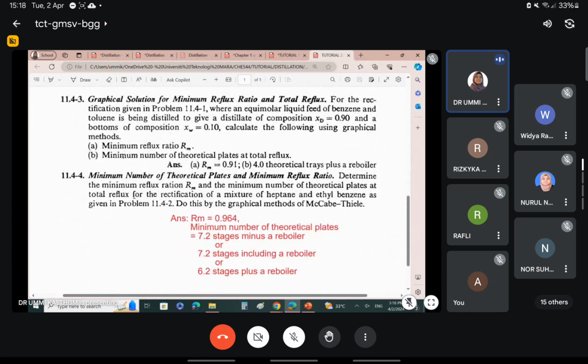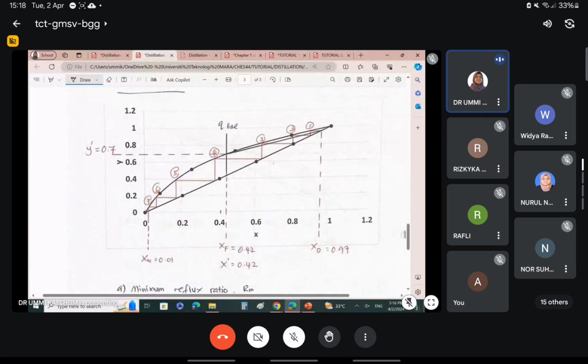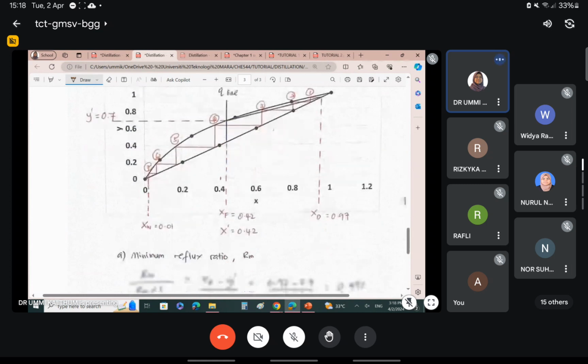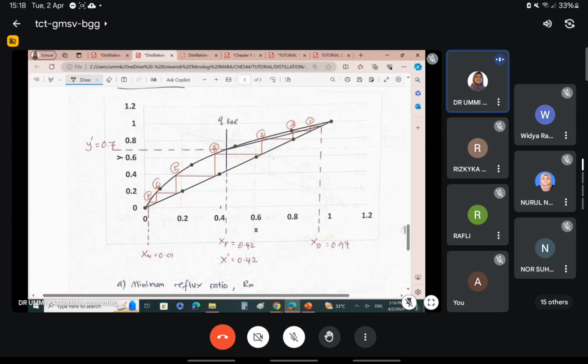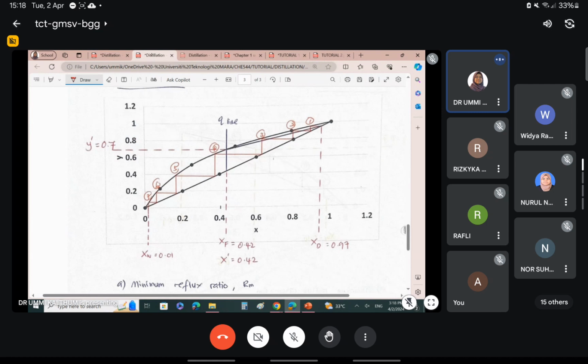1144. Determine the minimum reflux ratio and the minimum number of theoretical plates at total reflux. Okay, the same question. To determine the minimum reflux ratio and the minimum number of stages, simply from here, for minimum reflux, go straight to the Q line, the pinch point.